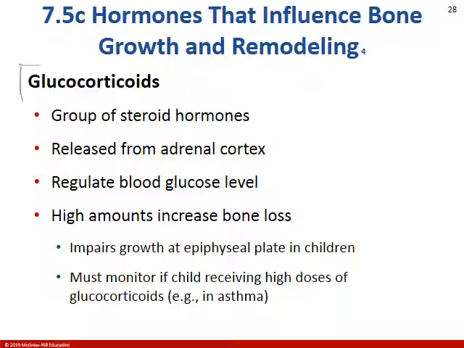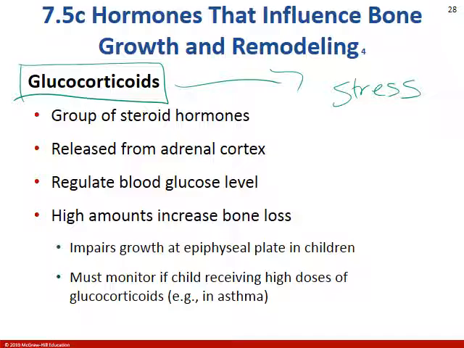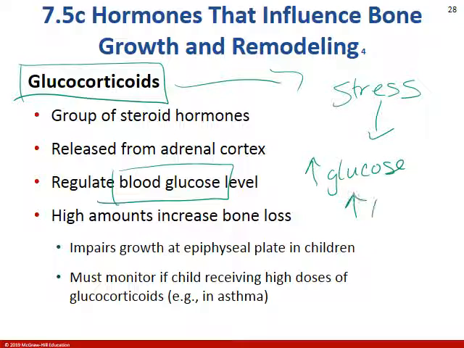Last hormone I want to talk about are glucocorticoids. Glucocorticoids are released during times of stress. They help regulate blood glucose. So you could imagine if you had increased glucose, if you're under stress, then you could make more ATP. The only problem is lots of glucocorticoids being released can cause bone loss in both adults and children.